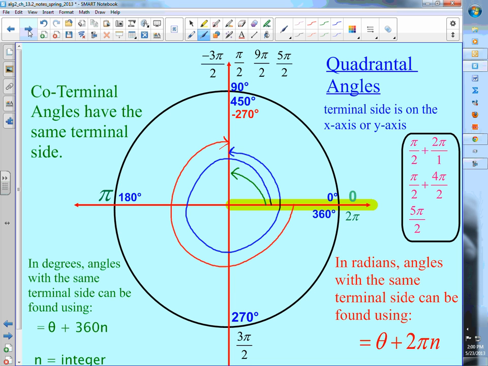How do we get coterminal angles? In degrees, add 360, or subtract 360. So if we're talking about a 90-degree angle, just keep adding 360, or subtracting 360, and that'll give you another coterminal angle. Coterminal angles in radians, add 2 pi.